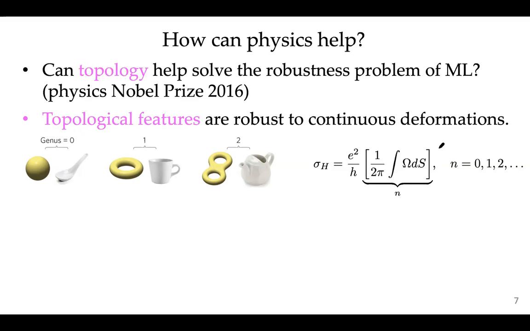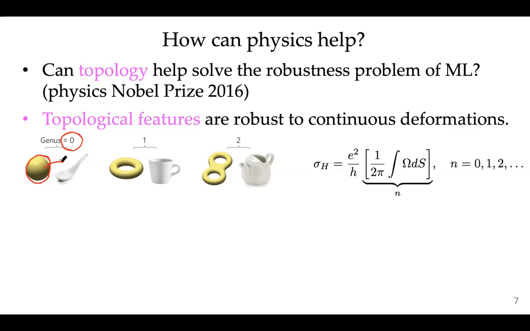The idea of topology is simple. Topological features are robust to continuous deformations. The topology of, let's say, a sphere is characterized by this number, genus 0. You can deform a sphere without making holes. That's the rule. You should not make any holes. Also, you should not destroy any holes. So you have to preserve the holes. This sphere doesn't have any holes.